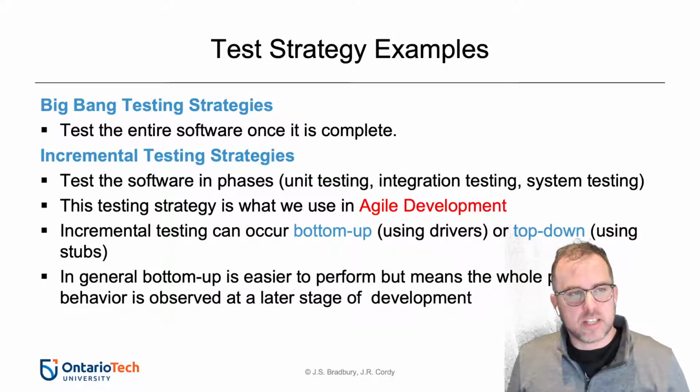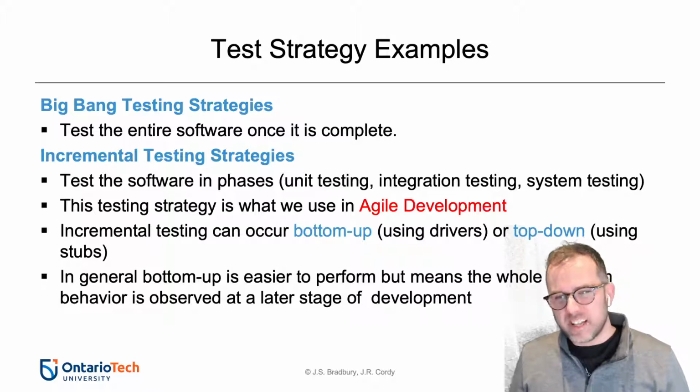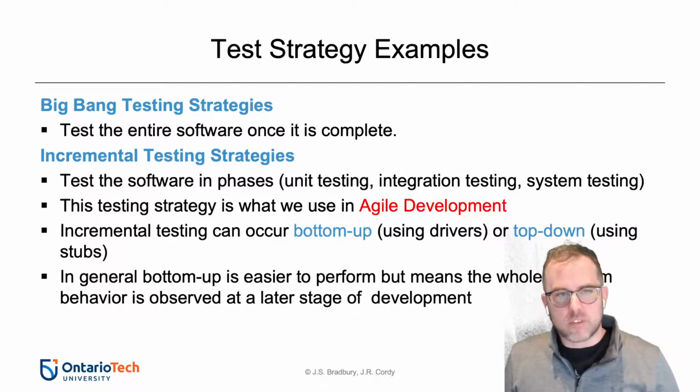There's a couple of things that should also be mentioned: incremental testing can occur bottom up or top down. Bottom-up testing is when you use drivers to test each individual unit. An example of this would be where you create a bunch of functions or methods that do different things, and you test each of them by writing code to do so. That's often how something like JUnit works. You can think of the JUnit test as essentially a driver for that piece of code.